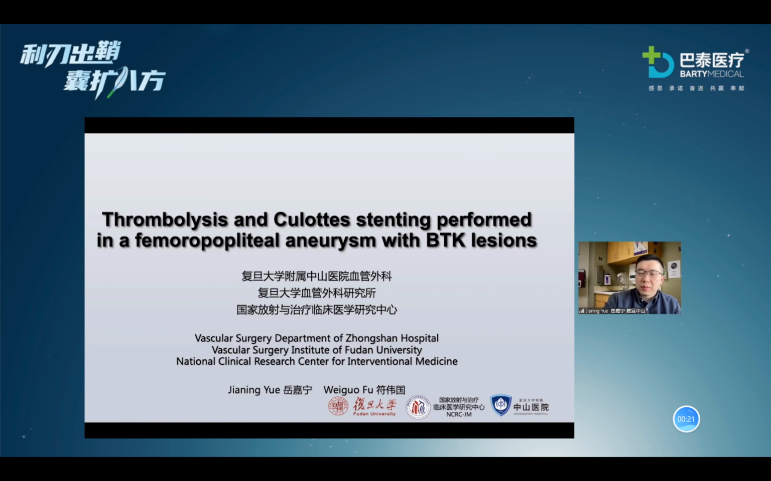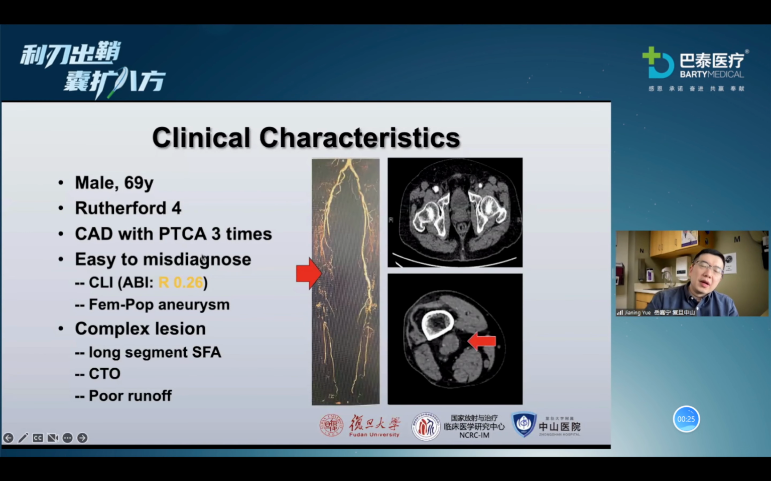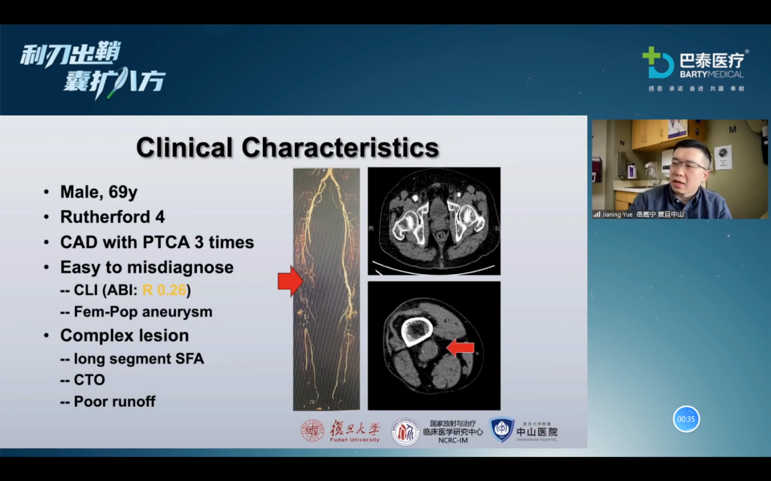Apologies. Now I will go back to this case sharing. It's a FemPop aneurysm plus BTK lesion. So, a 69-year-old male. This is an old case from a few years ago, but I think it's very interesting. A couple of months ago, he also did a follow-up visit. That's why I took out this case.